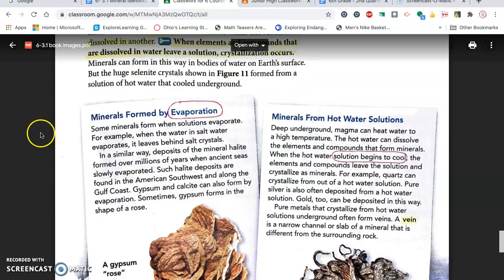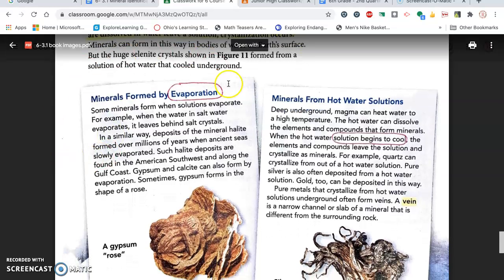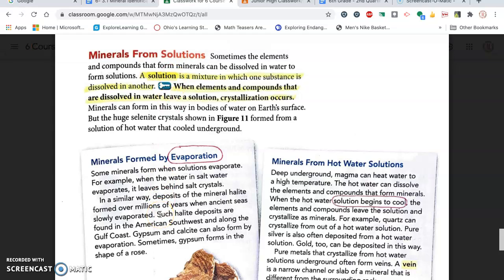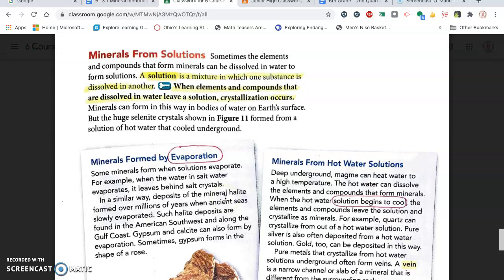So they give you the example, just like we said here, this notion of salt water or salt crystals forming naturally is one example of minerals forming by evaporation. So both of these fall under minerals from solution. One way in which minerals can form from solution is by evaporation, which is the example I just gave of water or salt water evaporating the water portion and leaving the salt behind.